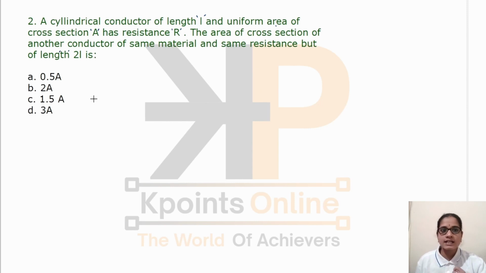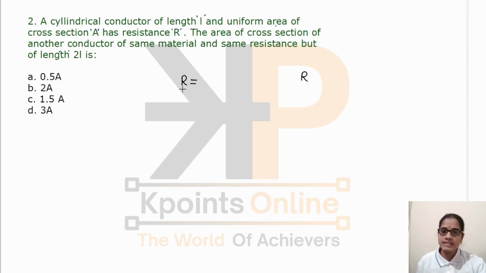The next question is, a cylindrical conductor of length L and uniform area of cross section A has resistance R. The area of cross section of another conductor of same material and same resistance but of length 2L is. Here they have given two conductors which have the same resistance, but the length and area of cross section are different. Now we have to find out the area of cross section of the second conductor. Let R be the resistance of both the conductors. As they are same, I have taken it as R only.